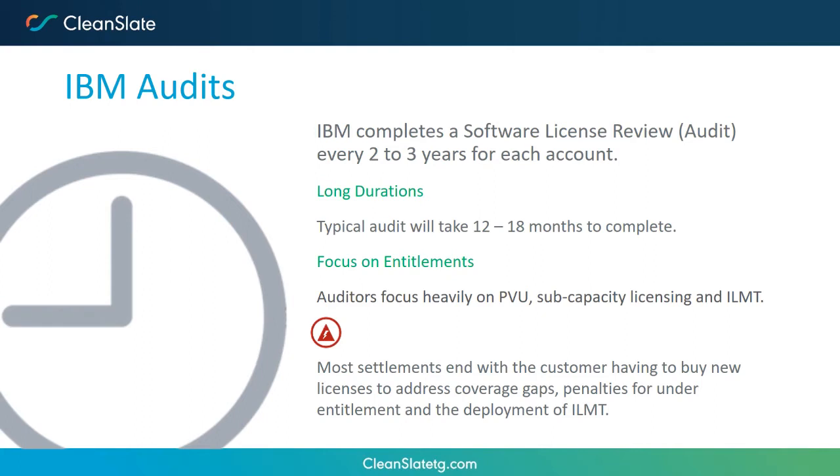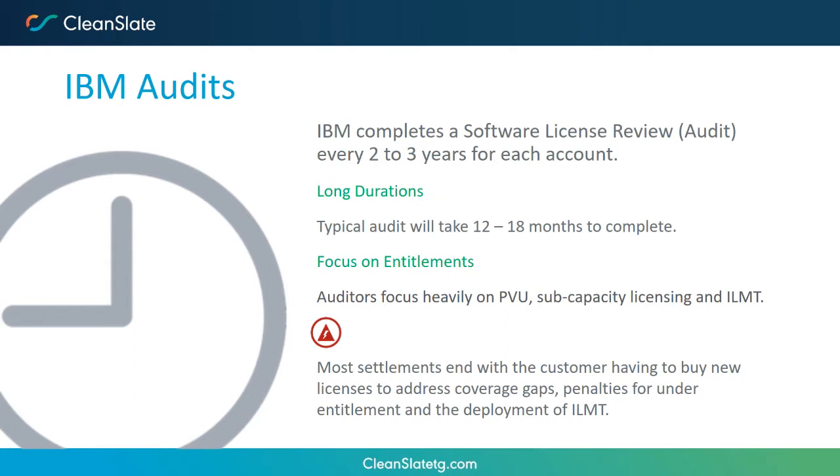So in our experience, IBM completes a software license review or an audit every 2 to 3 years for each account. Typically, these are going to be around 12 to 18 months to complete. They are typically performed by one of two firms, KPMG or Deloitte, and they focus on entitlements. Auditors are going to focus heavily on your PVU and subcapacity licensing and ILMT.